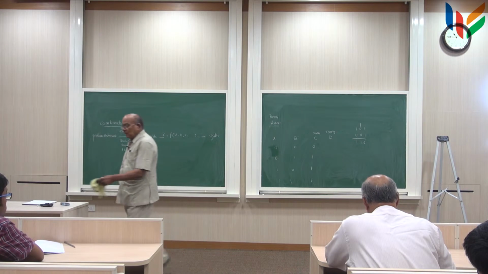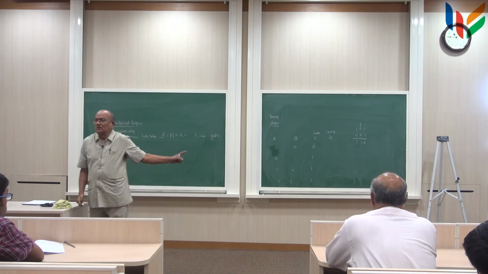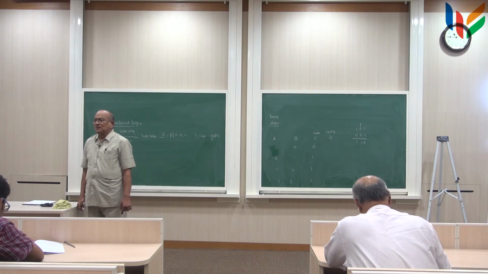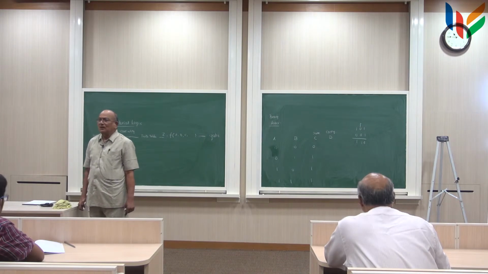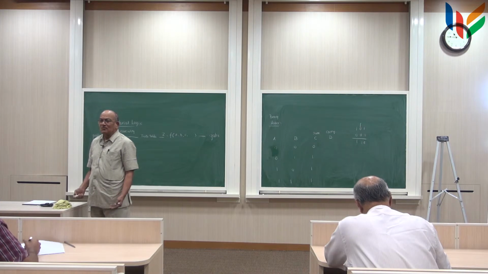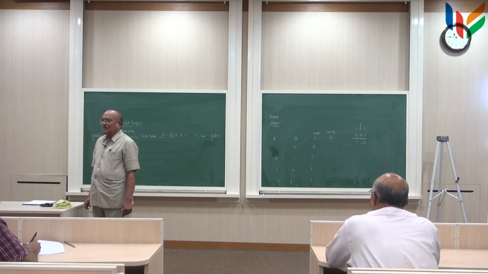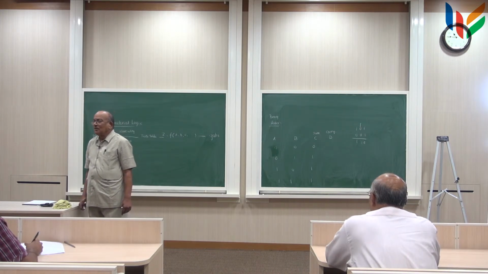So the rule for a binary adder is this truth table. Why are you putting blank faces? How do you add 2 numbers in binary? No?